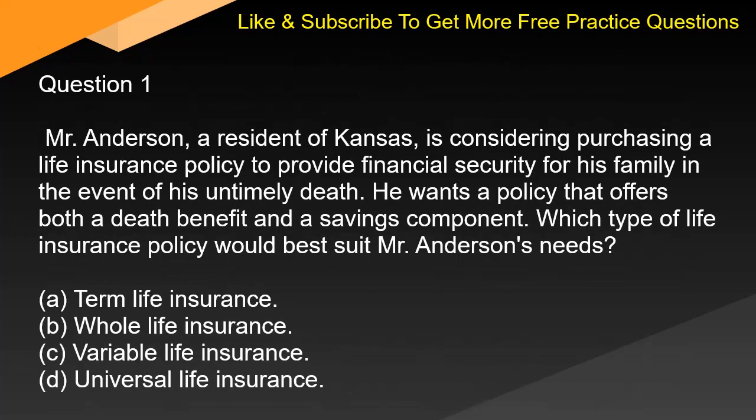Question 1. Mr. Anderson, a resident of Kansas, is considering purchasing a life insurance policy to provide financial security for his family in the event of his untimely death. He wants a policy that offers both a death benefit and a savings component. Which type of life insurance policy would best suit Mr. Anderson's needs? A. Term life insurance. B. Whole life insurance. C. Variable life insurance. D. Universal life insurance.